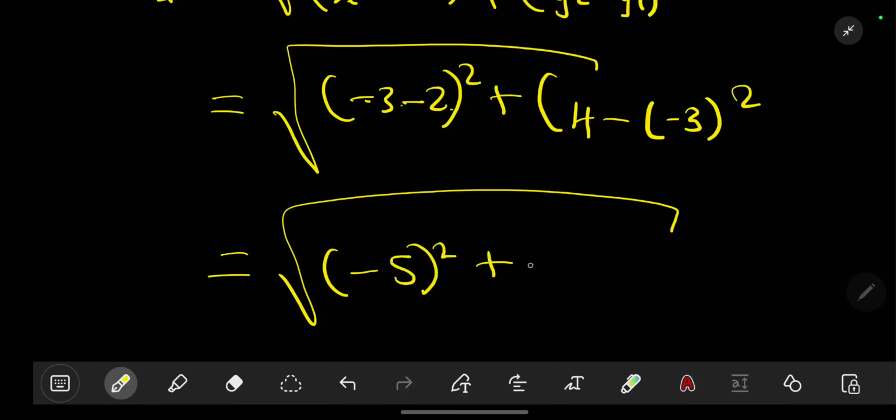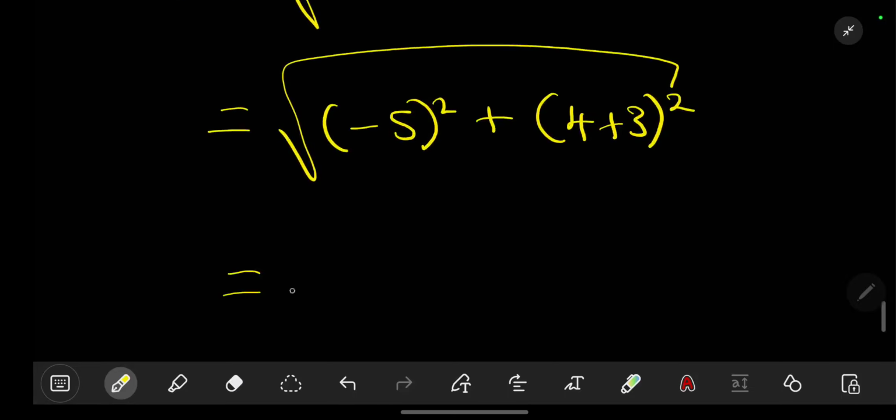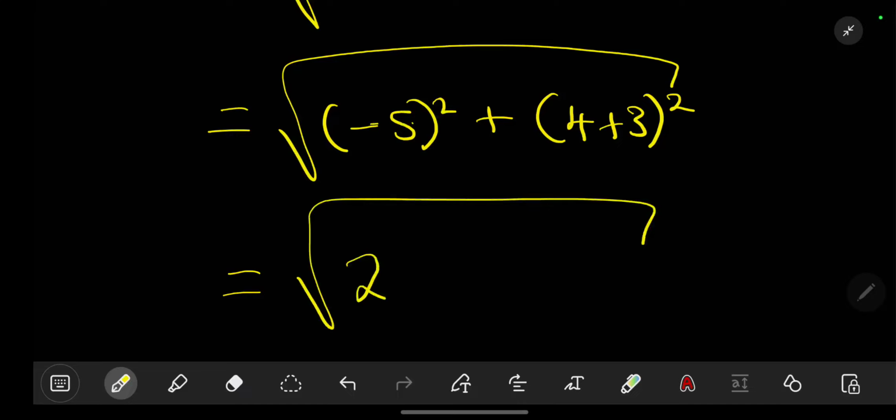Then we have plus 4, this by this, we are going to have plus 3 like that. Then we are going to have the square, so this is going to be the square root of (-5) squared. If it's in brackets, it will be +25. Then we have plus 4 plus 3, that will be a 7.